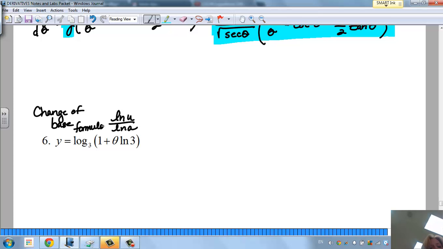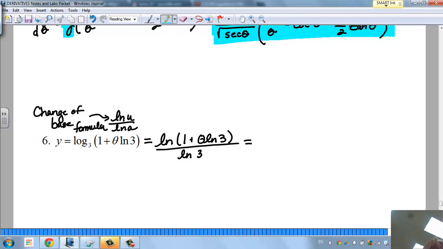And I use this a lot because I really like having everything in the natural log, because the derivative is so simple. So if I'm going to change the base, this is the same as saying the natural log of 1 plus theta natural log of 3, all over the natural log of 3. So all I did was change the base formula. Now I'm going to continue on, because ln 3 is a number, and I'm actually going to make this a coefficient and move it in the front. And when I do, I'd say 1 over the natural log of 3.